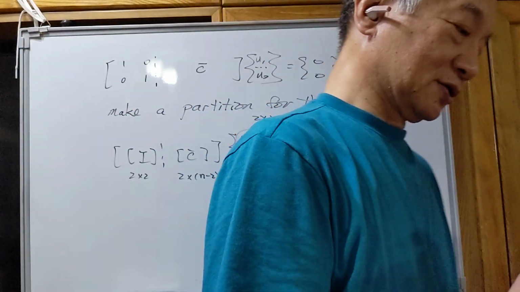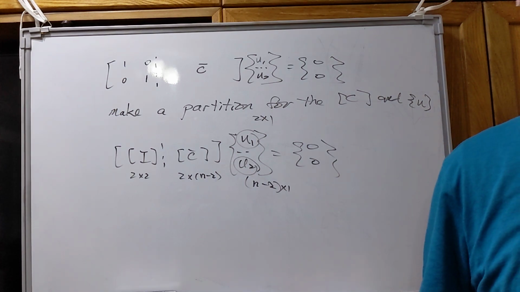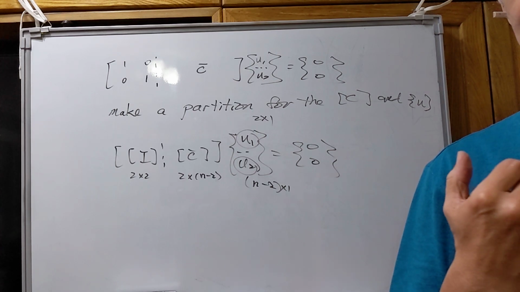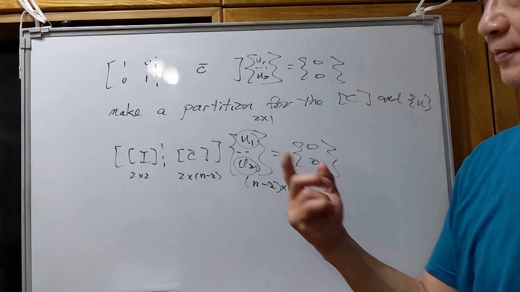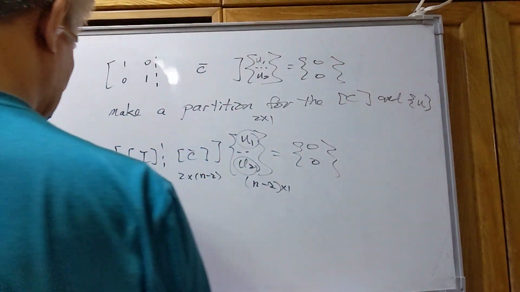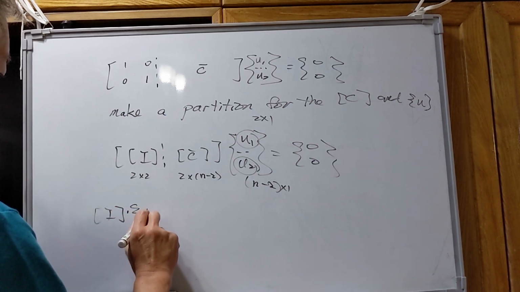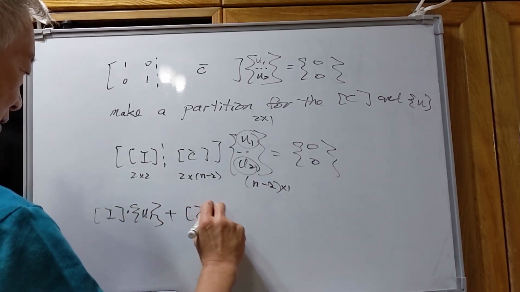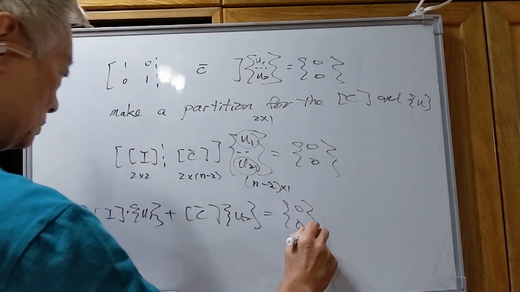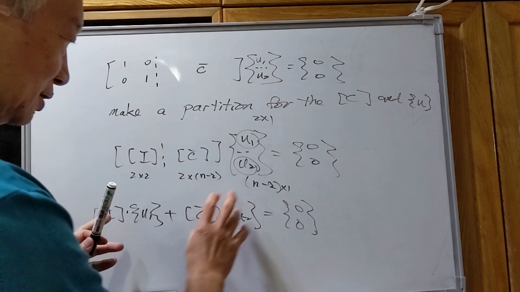Okay, so so far if we follow the Gauss-Jordan elimination method, and remember we need to do the Gauss-Jordan elimination method with full pivoting, then we can always get a matrix like this one. And then you can say I times U1 plus C bar times U2 equal to 0. Okay. Then we can swap this one to the right.